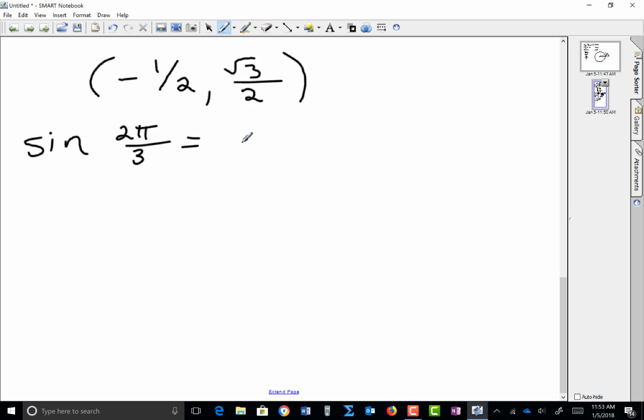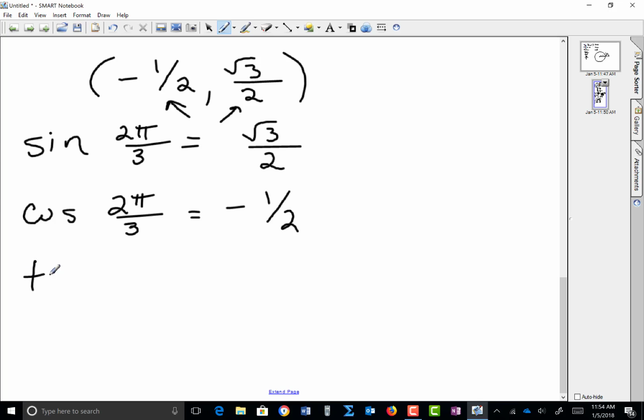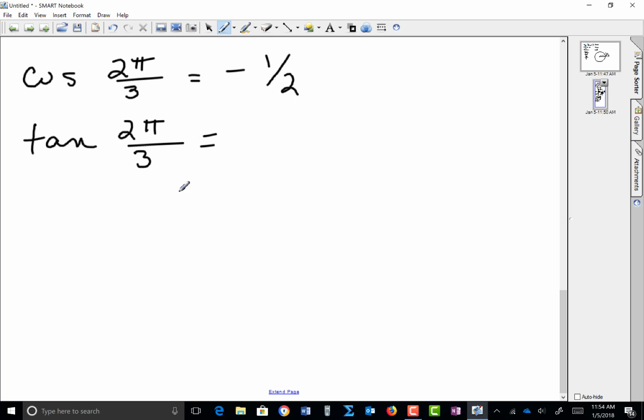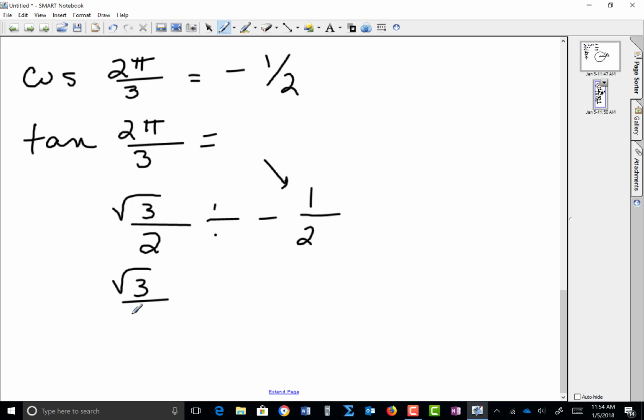the sine is the y value, so this is the y value. The cosine is the x value. The tangent is the y value divided by x. So I'd need to do a little work here. Square root of 3 over 2 divided by negative 1/2. I flip the 1 on the right. The 2's cancel, and I get negative square root of 3. So that would be my tangent.